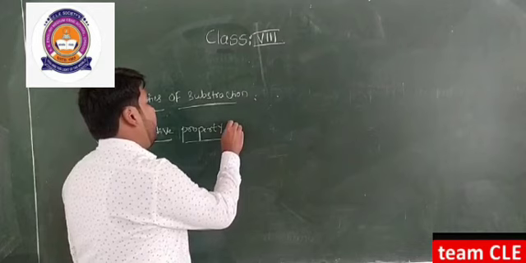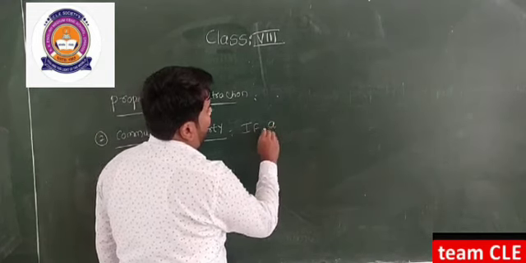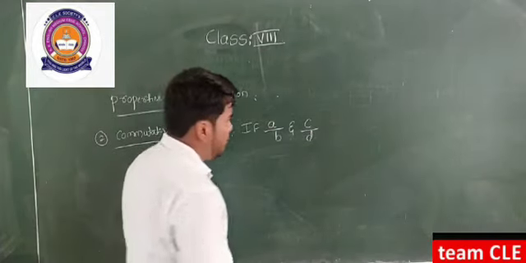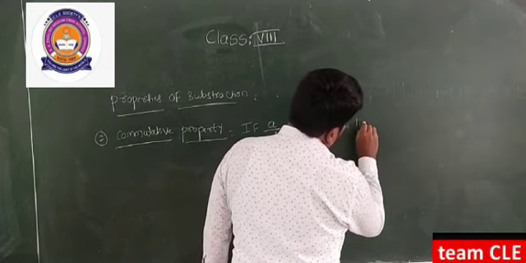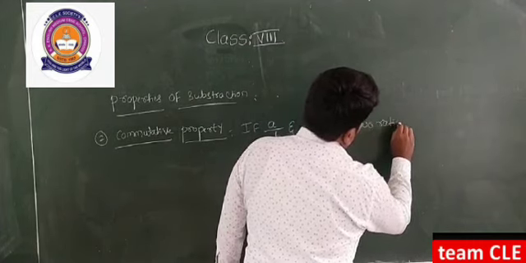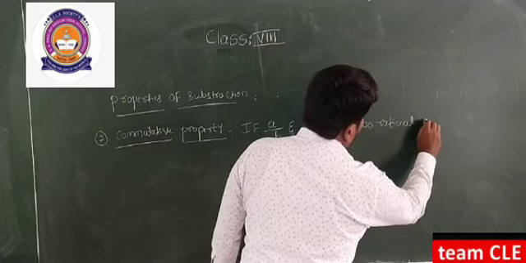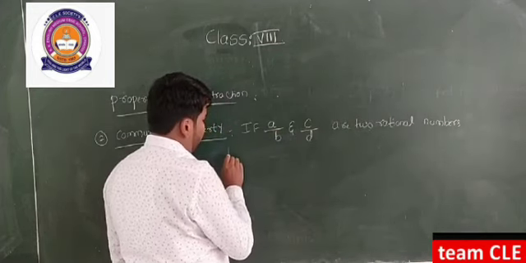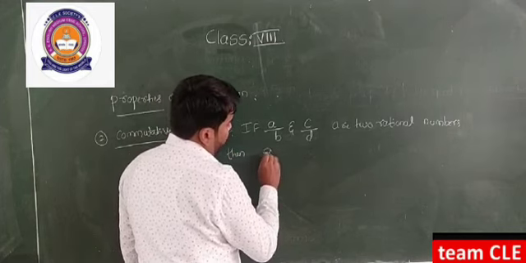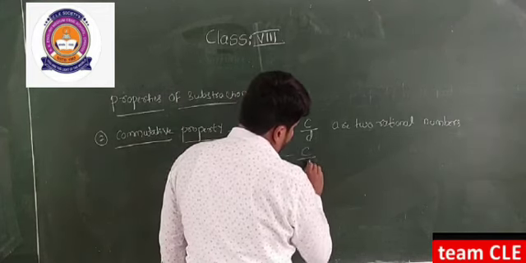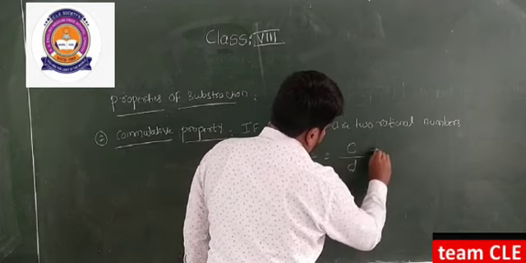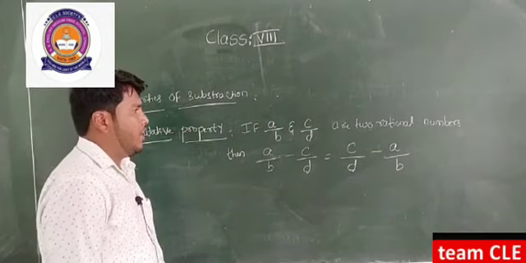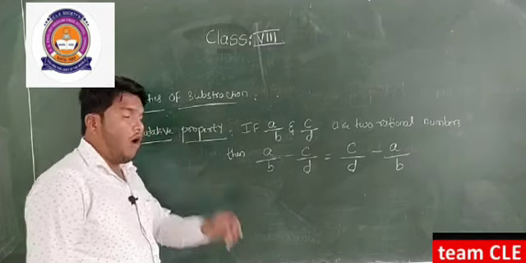If A by B and C by D are two rational numbers, then we can write A by B minus C by D equals C by D minus A by B. So in this equation you need to verify and check whether the commutative property holds good for subtraction.